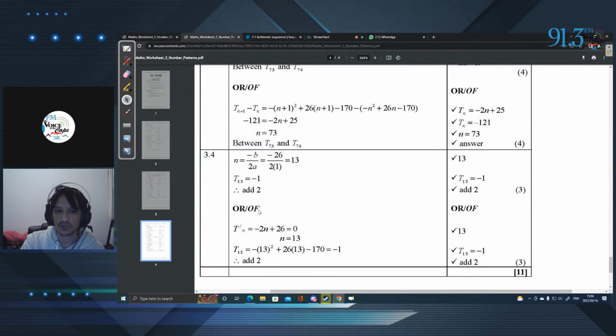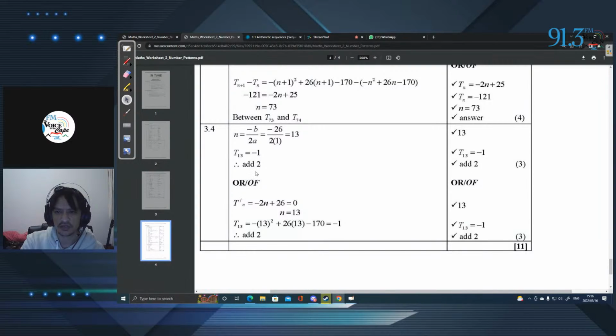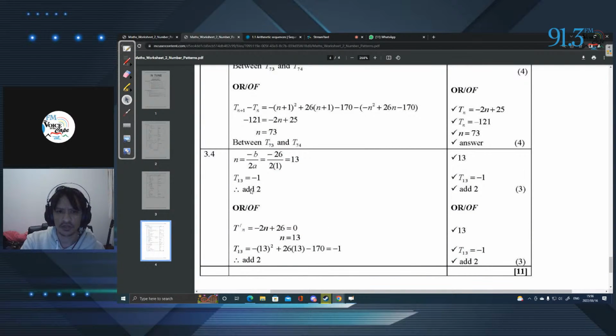So therefore, we can say term 13 is equal to negative 1. That's what they stated over there. And then they say, therefore, add 2. So term 13 is equal to negative 1. And as simple as that, that's how you solve it. And where did we get this negative 1 from if we found that n is equal to 13?